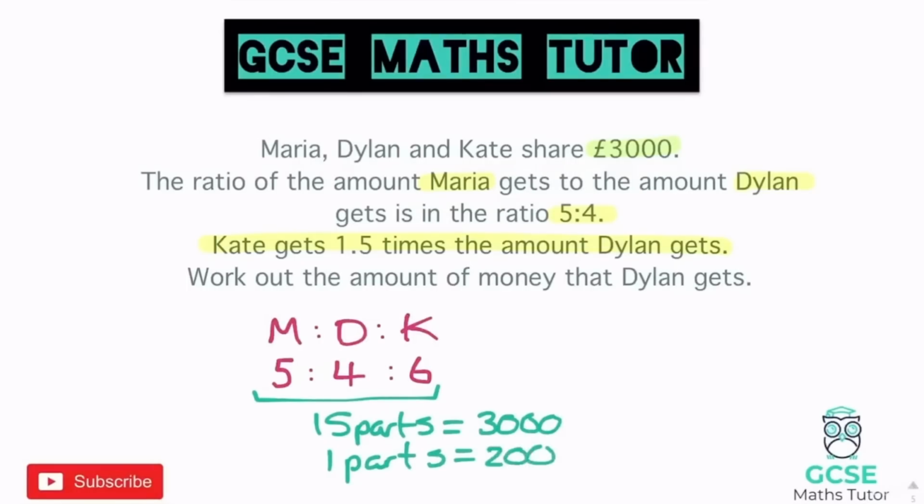There we go. So they all get 200. So we can go about timesing them all by 200. We're actually only concerned about Dylan in this particular question. And Dylan gets these 4 parts here. So we can just answer that straight away. Dylan's 4 parts, each one of them's 200 quid. So 4 times 200 gives us £800 for Dylan. There we go, and there is our final answer.